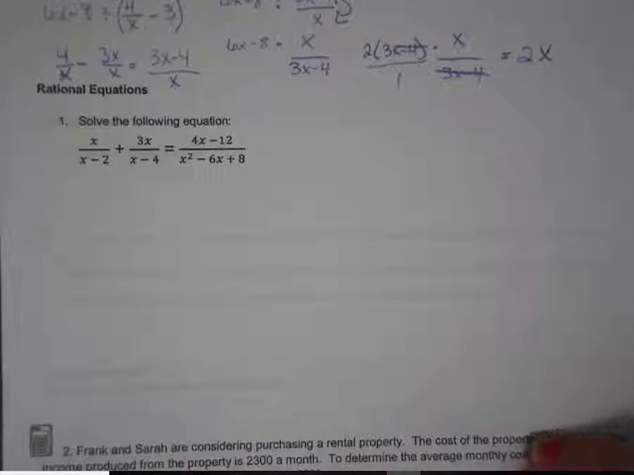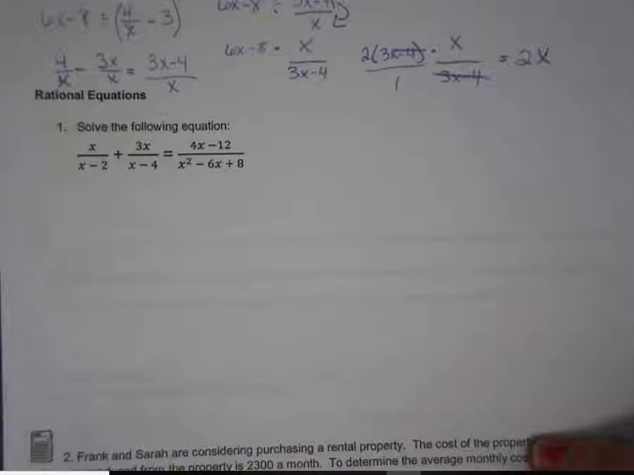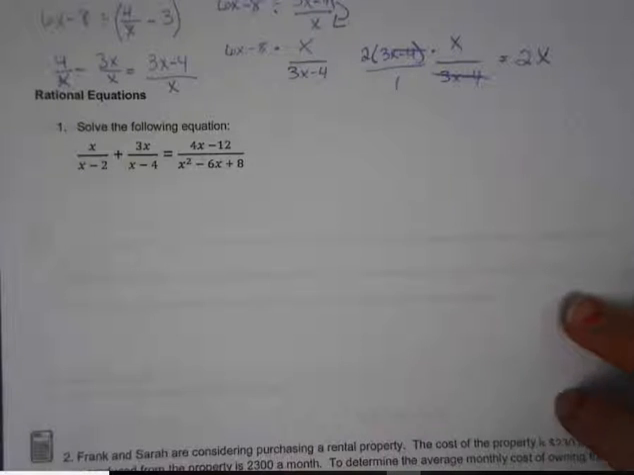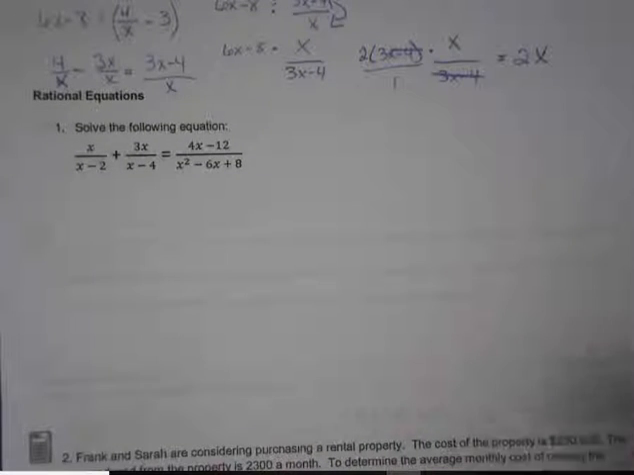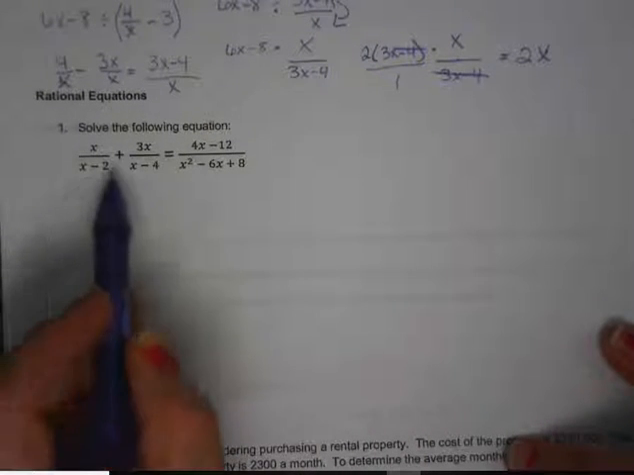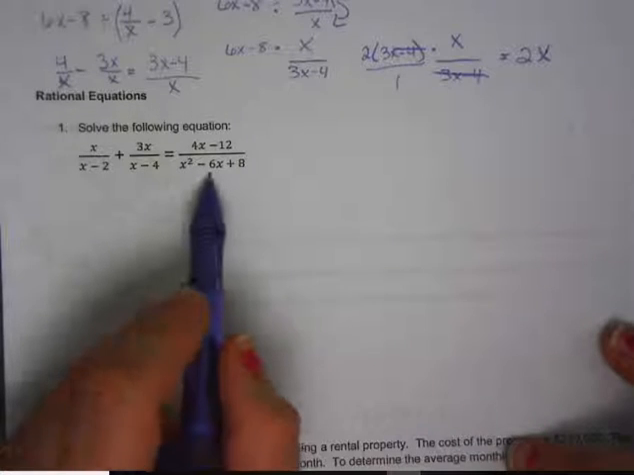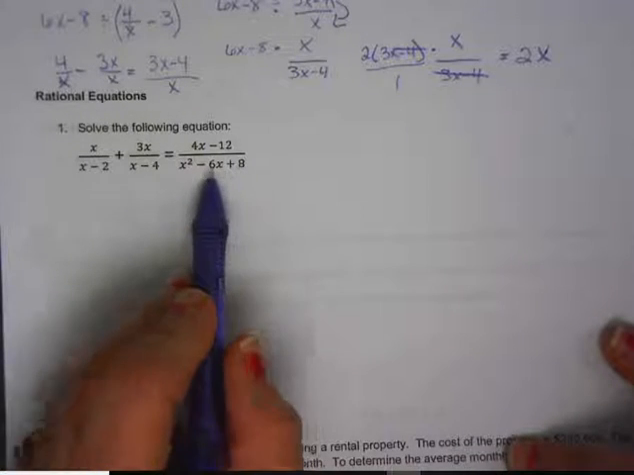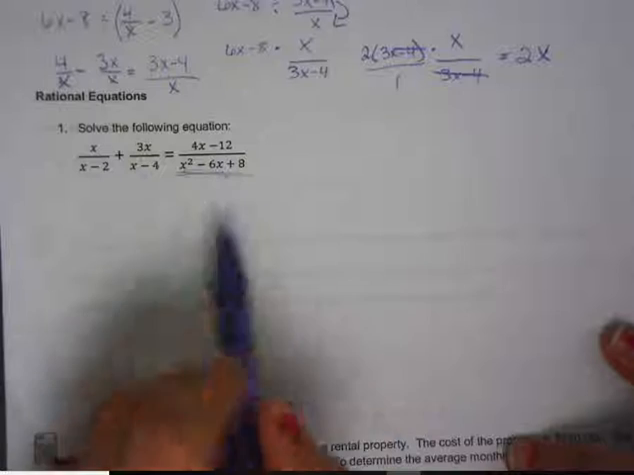So now we're going to solve for x. We have x over x minus 2 plus 3x over x minus 4 is equal to 4x minus 12 over x squared minus 6x plus 8. I know that looks like a lot, but remember once we get our common denominators, we can get rid of the denominators completely. So if we multiply these two denominators together, we get this third denominator. So we don't have to worry. This is our common denominator.